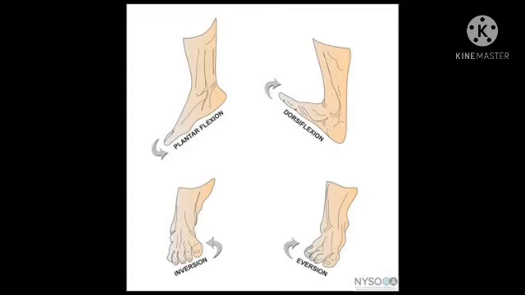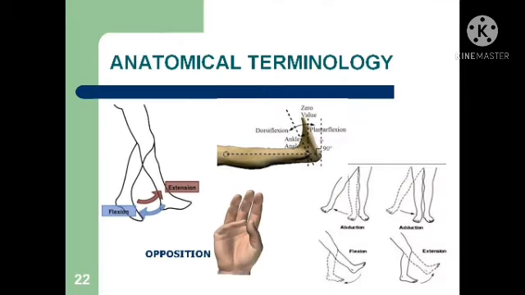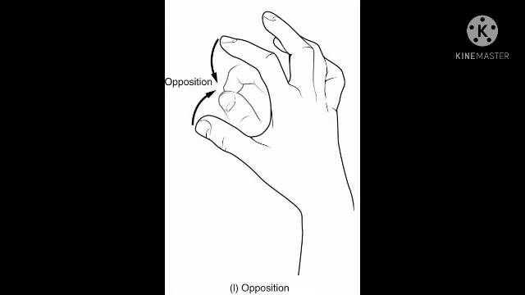Then the dorsiflexion. At the ankle joint, we flex the foot toward the leg. That is called dorsiflexion. And plantar flexion is movement toward the sole of the foot. Opposition movement is brought about only in the hand, toward the thumb. This is called opposition movement.